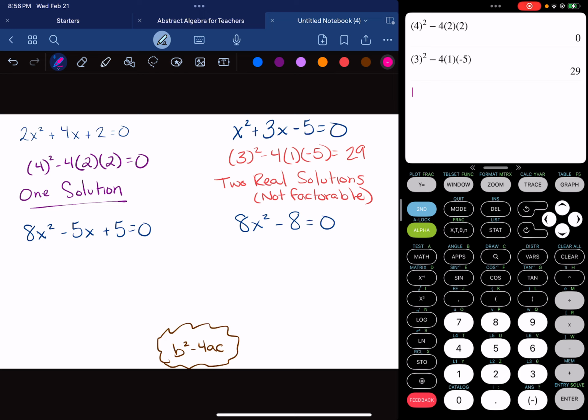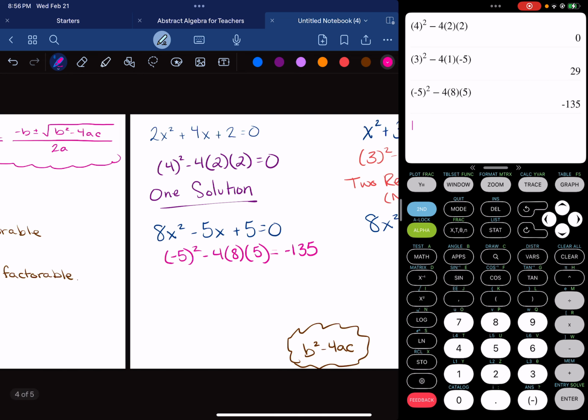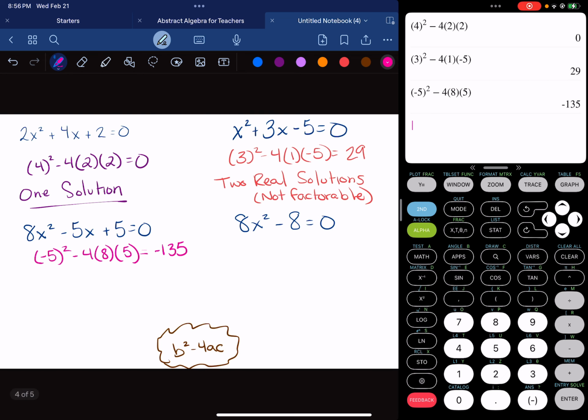Okay, the next problem, 8x squared minus 5x plus 5, setting this one up. B squared is going to be parenthesis negative 5 squared minus 4 times 8 times 5. Okay, setting this one up in the calculator, we get negative 5 squared minus 4 parenthesis 8, 5, and I get negative 135. Remembering from the table, negative means no real solutions.